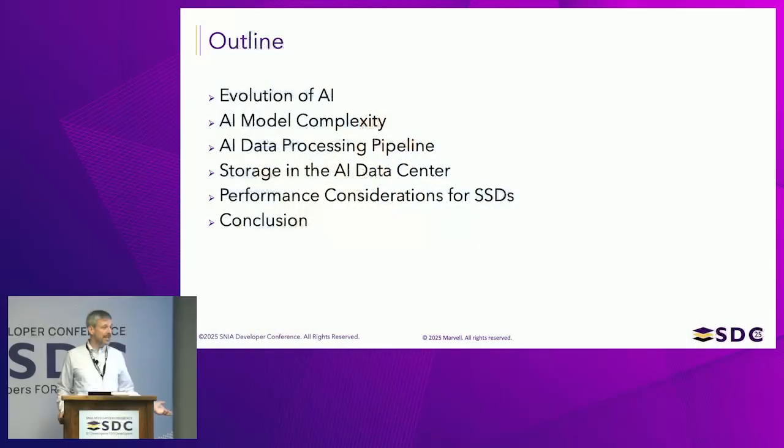So here's the outline of the talk. I'll give a brief introduction into the evolution of AI. I'll touch on AI model complexity, in particular in terms of memory and storage requirements. I'll give a brief introduction into the AI data processing pipeline. Then I'll talk about storage in the AI data center, and then I'll conclude with performance considerations for flash storage and SSDs.